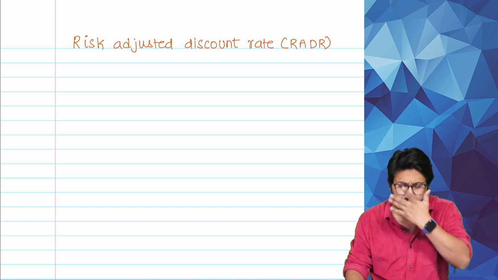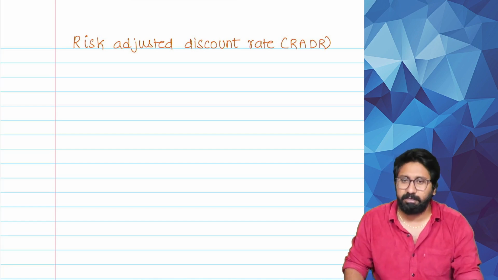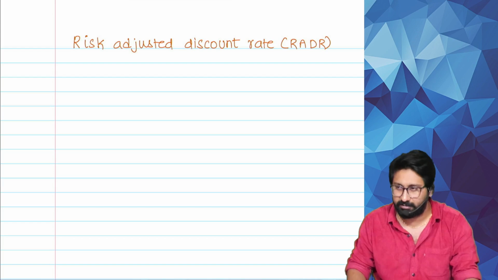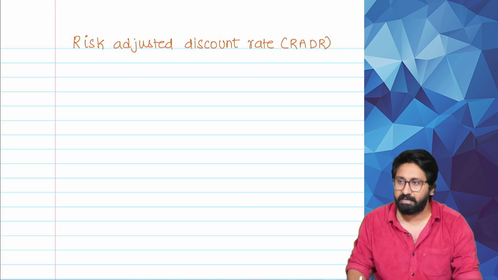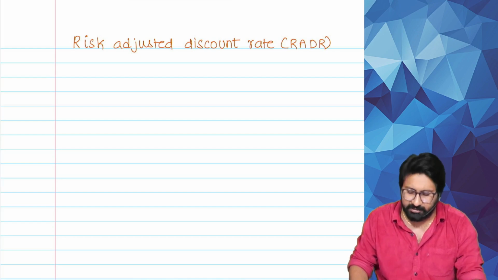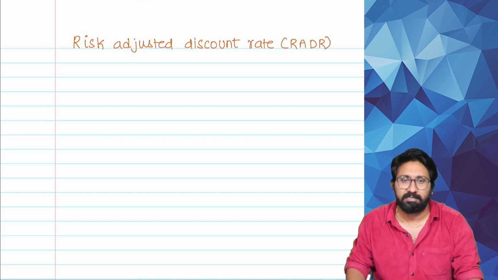What is the concept name? Risk adjusted discount rate. The next one is the certainty equivalent. The last one is scenario analysis. Scenario analysis is the best case NPV, worst case NPV concept, a small area. First, let us complete two problems on RADR as well as certainty equivalent.